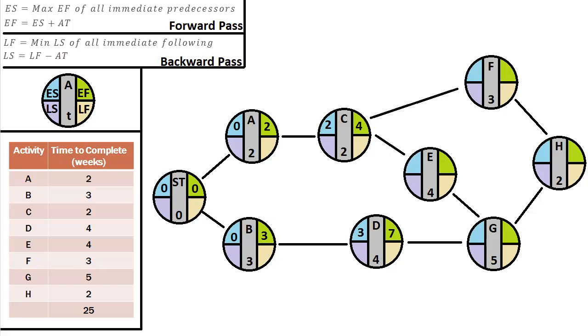So it's been pretty easy from there, but now it gets a little bit more complicated. So let's go ahead and go to E, because this one will actually be fairly straightforward. Now the ES for E is the maximum EF of all immediate predecessors. How many immediate predecessors does E have? Well, it only has one, and that's activity C. So the blue ES in E will be the same as the green EF in C. So we're going to go ahead and put a 4.